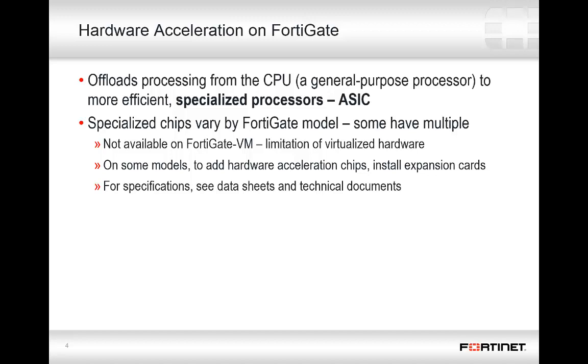Types of hardware acceleration vary by FortiGate model. Each model has a different chipset. For example, because hardware acceleration is achieved by using specialized hardware which doesn't exist in virtual machines, it doesn't exist on FortiGate VM.